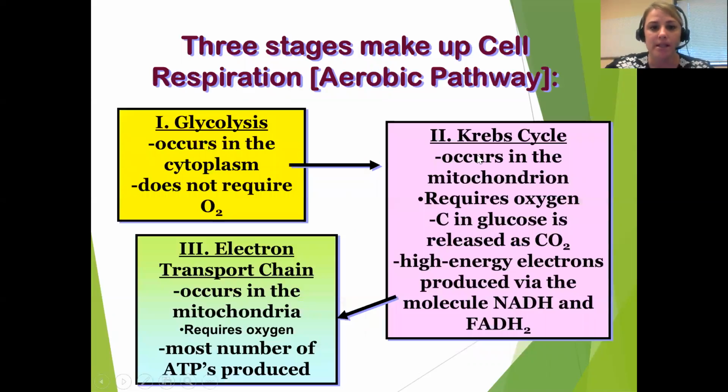So there are 3 stages of cellular respiration in the presence of oxygen. The first one is going to be glycolysis. Now this is going to occur in the cytoplasm. It does not require oxygen. So glycolysis can actually also happen in anaerobic respiration, and it does, because it does not require oxygen. But it is still the first step in the aerobic pathway.